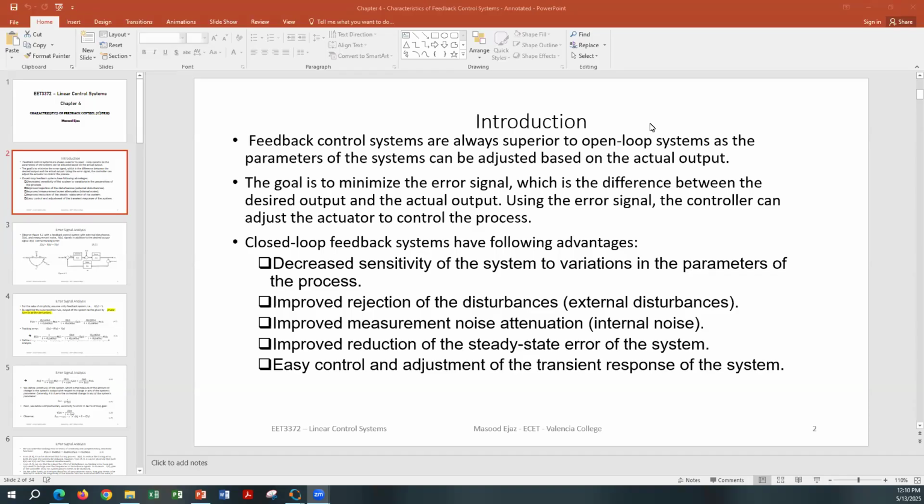Now these two values should be as close to each other as possible, because remember, our input is our desired output. So we want to reduce the steady state error as much as possible, and in the feedback control system, we can do that. And easy control and adjustment of the transient response of the system. If we want the transient response to have a specific shape, then we can do that in the feedback control system. So these are some of the major characteristics of the closed loop feedback systems over the open loop systems.